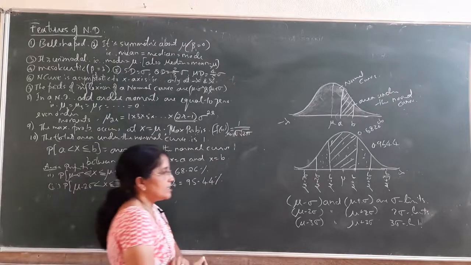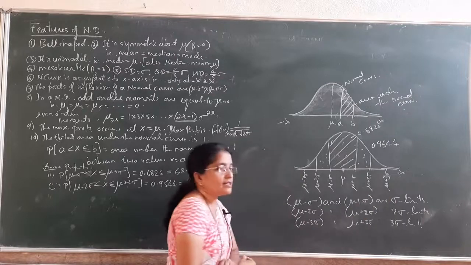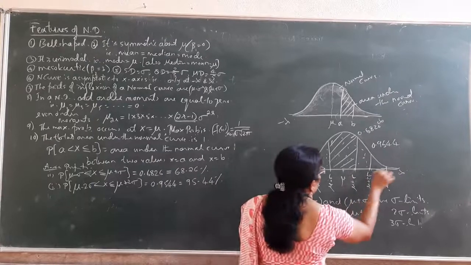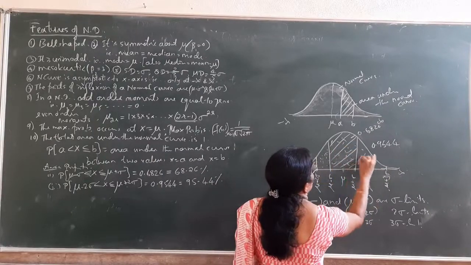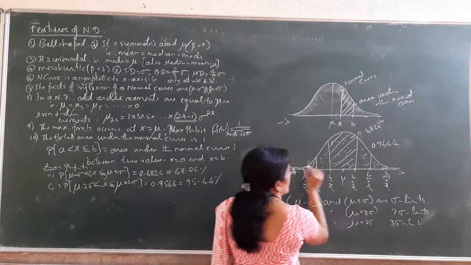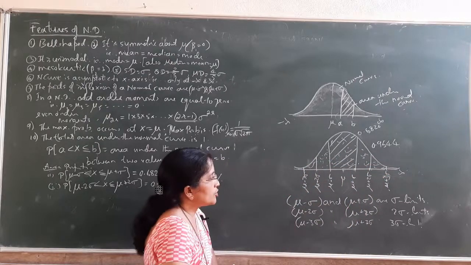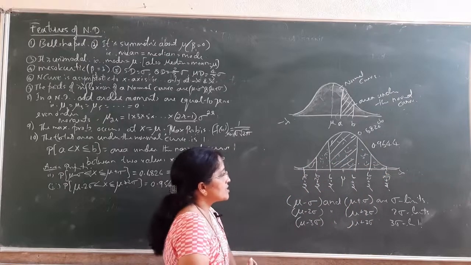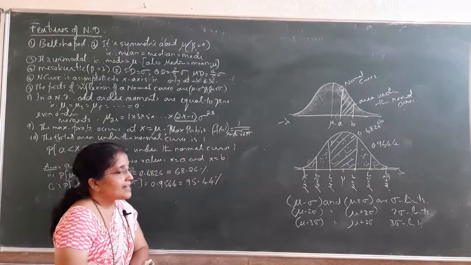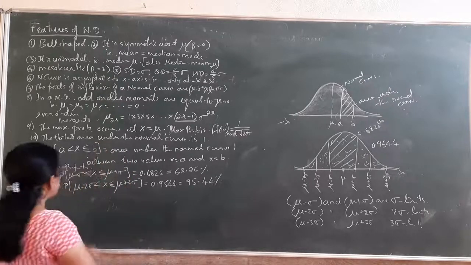Similarly, look at the next set, mu minus 3 sigma and mu plus 3 sigma. Those are called 3 sigma limits. So we can say here, get a perpendicular. Now from this point to this point, this complete region indicates the area between the two values mu minus 3 sigma and mu plus 3 sigma. What is that area? That area is equal to 0.9974.